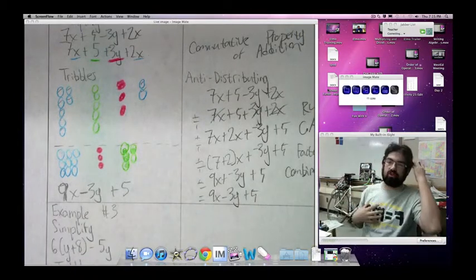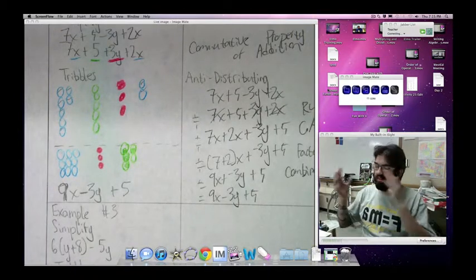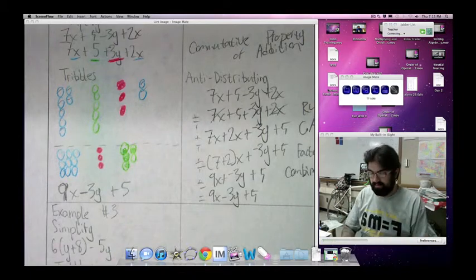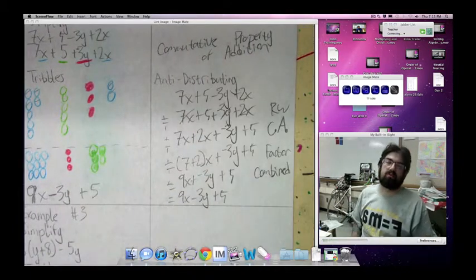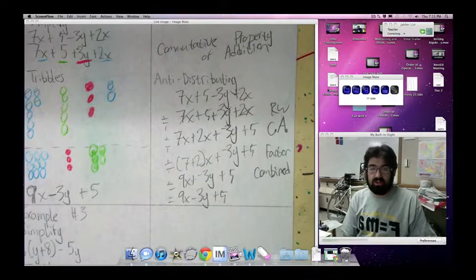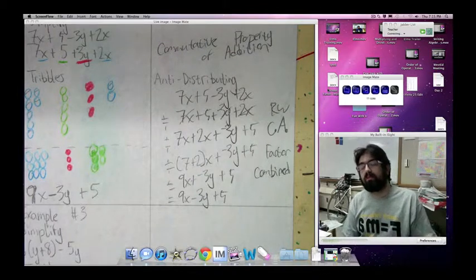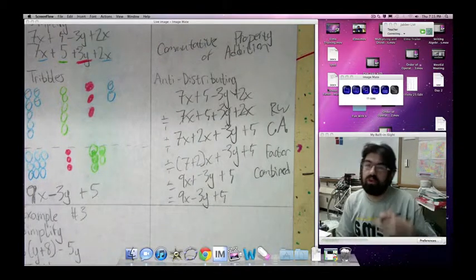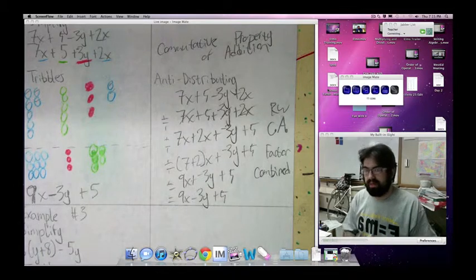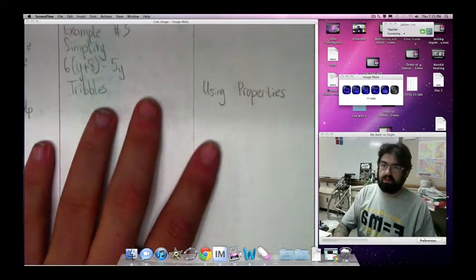I really love the triples because I am a visual person and I love to see the pictures, and it totally clicks. If you're all about the steps, you're all about the steps. During class, I am going to be asking you to do both methods at least once, just so you can get used to both of them. Okay? Example number 3, last example.